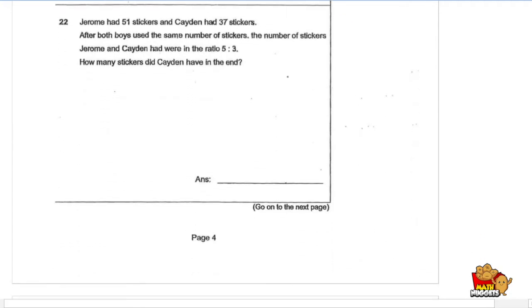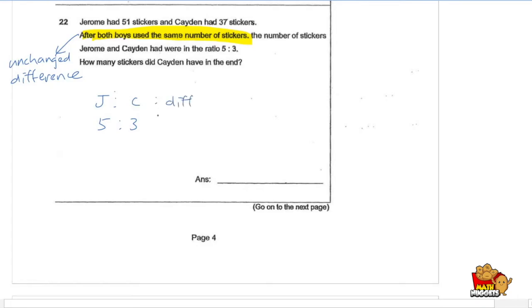Question 22. So you need to identify what kind of question this is. They tell us that both boys used the same number of stickers. So you have to recognize the concept. This tells us that it's unchanged difference or constant difference, meaning the difference before and the difference after did not change. So we have Jerome and Caden is 5:3.